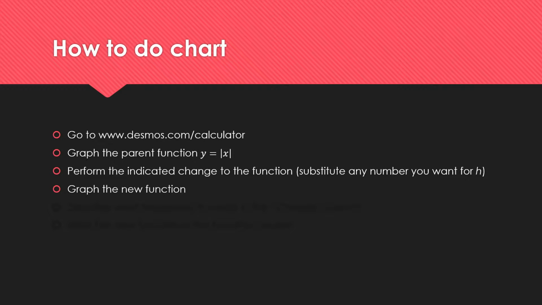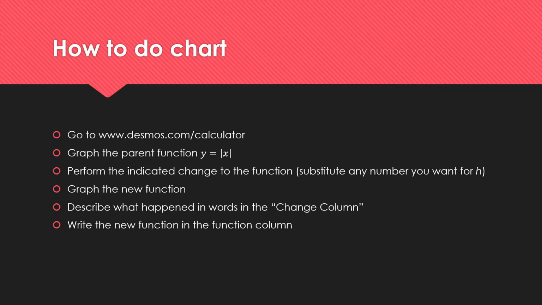Describe what you see happening in the change column. Is it moving somewhere? Has the graph stretched, or has it flattened at all? Describe what you see in the change column. Then, write your new function in the function column. On the next slide will be a demo of Screencastify as to how to do Desmos.